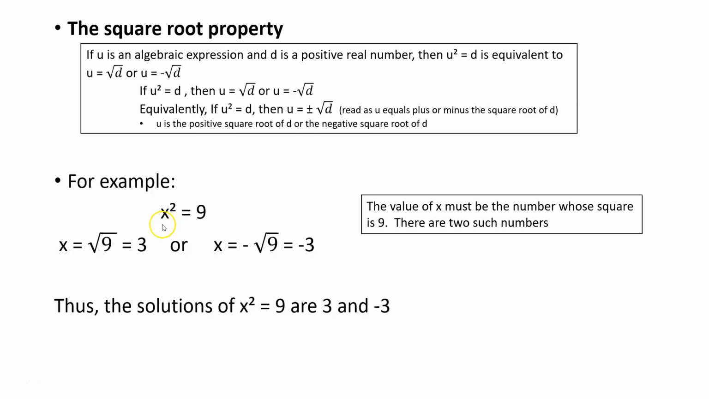If we have x squared equals 9, we take the square root to remove the squared, and we do that to both sides. So we get x equals the positive square root of 9, which is 3, or x equals the negative square root of 9, which is negative 3. So the solutions of x squared equals 9 are 3 and negative 3. And you can check this by saying negative 3 times negative 3, or negative 3 squared, is positive 9, and 3 squared is also positive 9.